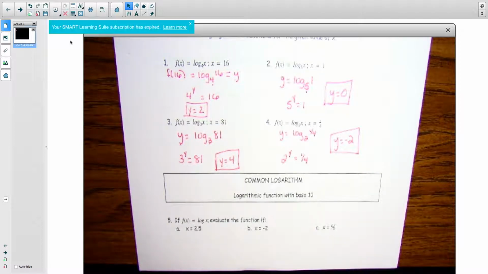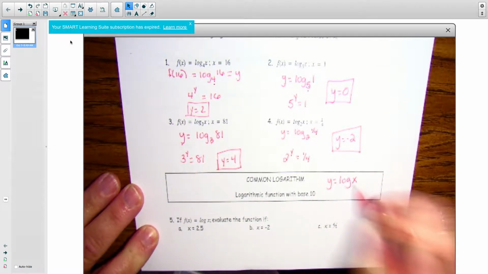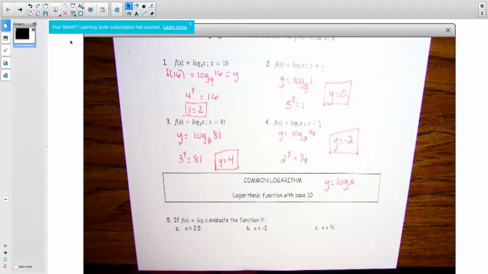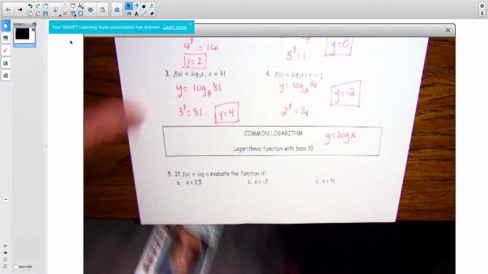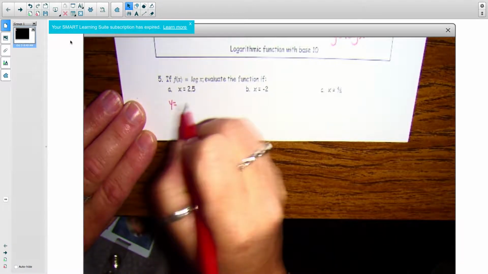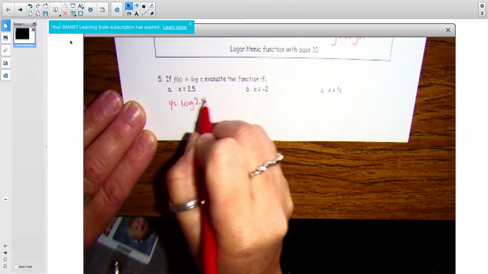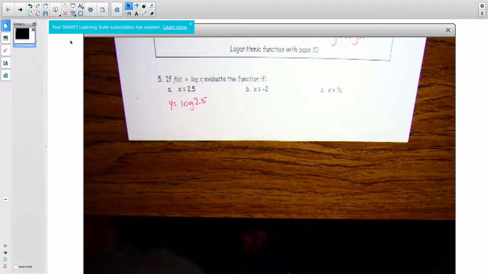All right. Common log is when the log is base 10. And common logs are written as log of x. When there's no base with the log, it's an implied base 10. All right? So if f of x equals log of x, evaluate this function. So they want us to find log of 2.5. Here's where the calculator can be used.